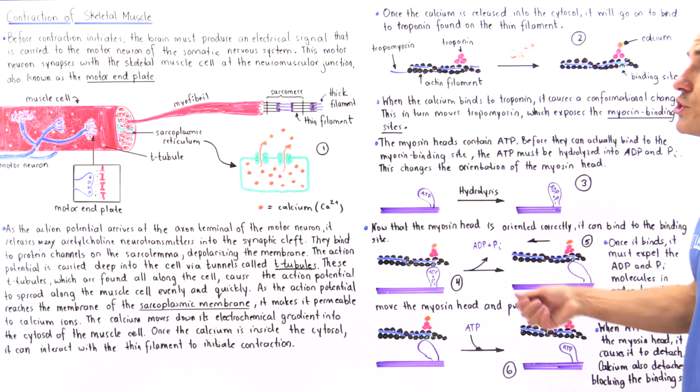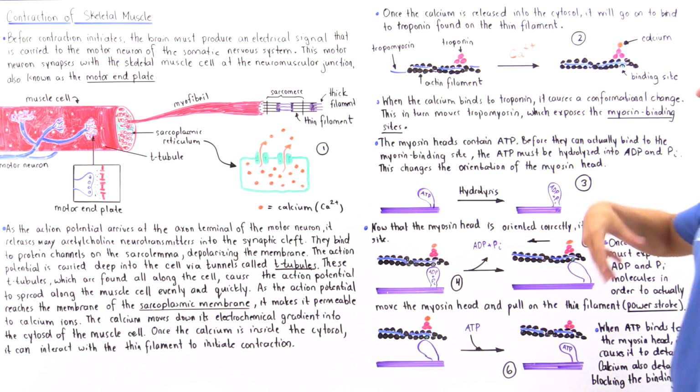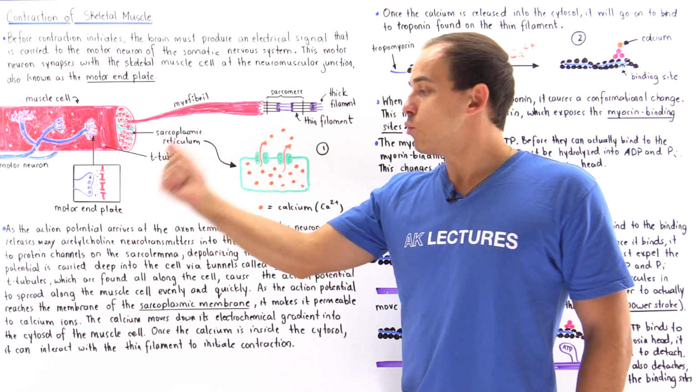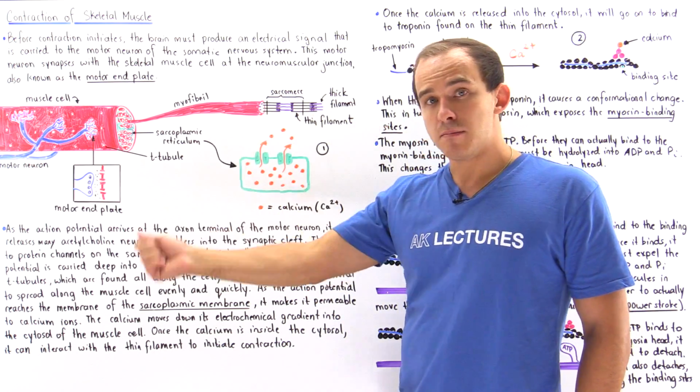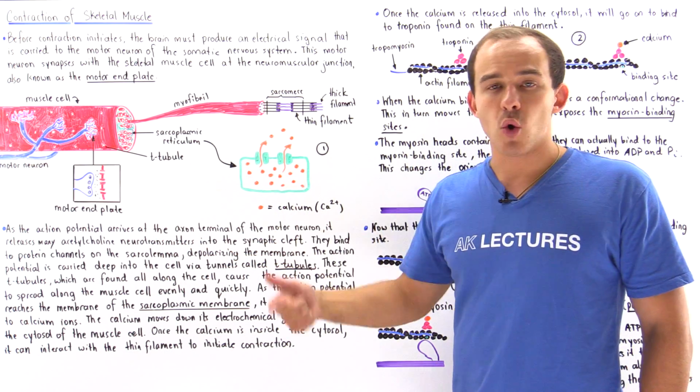And this concludes our contraction of the muscle. And this process repeats itself. So essentially, when I'm moving my skeletal muscle back and forth, this process is taking place over and over and over.